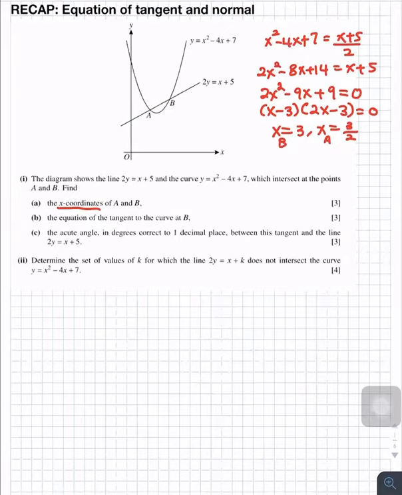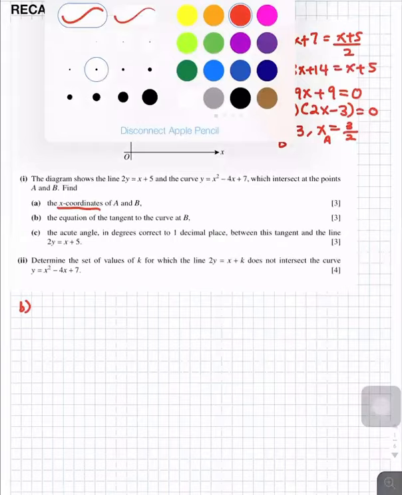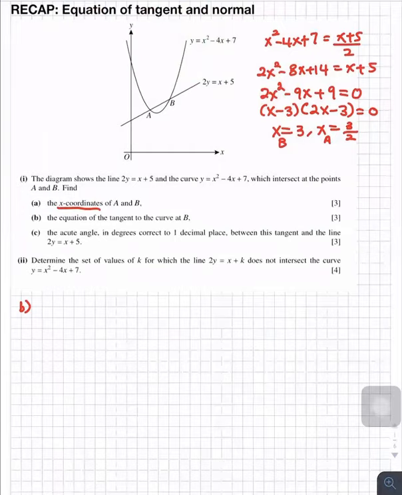Okay. Cynthia, what does the second question want now? Equation of the tangent to the curve at B. Can you tell me the form of equation of a tangent? y equals mx plus c. Very good. So what is your first step? How to find the gradient of the tangent line? dy/dx is x squared minus 4x plus 7. Okay. Then at B, substitute. I think you know this.